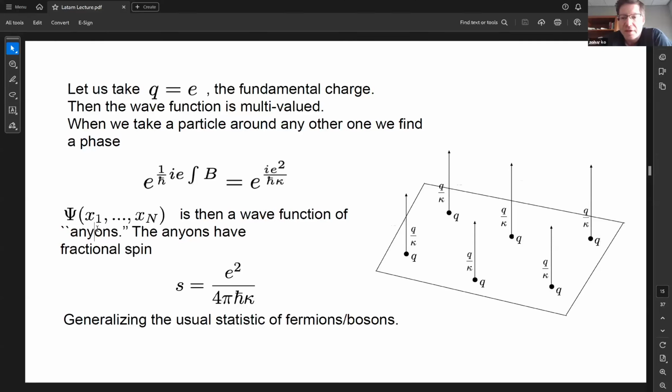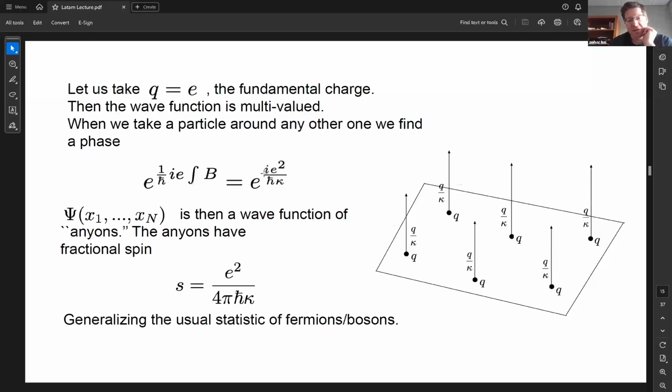You can say that you want to call it spin. You can call it spin because the wave function is anti-symmetric for spin a half, and the wave function is symmetric for integer spin. You can say that these particles carry fractional spin, and this is the fractional spin, e squared over 4 pi h bar kappa. And you can say that that's why the wave function has this multi-valued structure, and it generalizes the usual statistics of fermions and bosons.